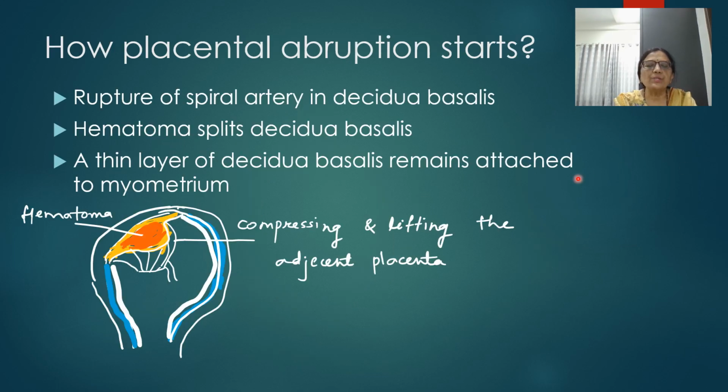So how placental abruption starts is there is a rupture of a spiral artery in decidua basalis. This is the decidua basalis, and here there is a rupture of the spiral artery. This hematoma splits the decidua basalis so that a thin layer of decidua basalis remains attached to the myometrium, whereas the outer one is pushing and compressing and lifting the adjacent placenta away. So this is a hematoma where on one part is a thin layer of decidua basalis still adherent to the myometrium.